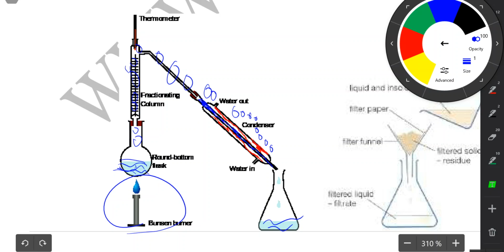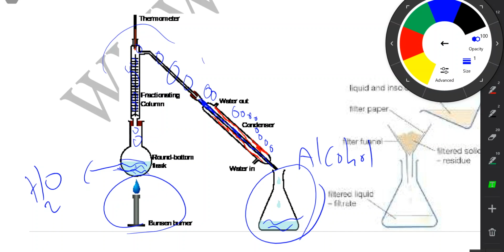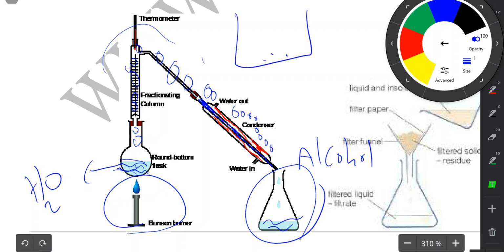So since alcohol had the lower boiling point, alcohol has evaporated and then was condensed over here where you got pure alcohol. Water was left in this container, and alcohol is now in this container. If you have salt and water and you don't want to lose the water, you can also perform distillation. The water will turn into gas, make its way up the column, and eventually will condense down here, and the salt will remain inside this flask.